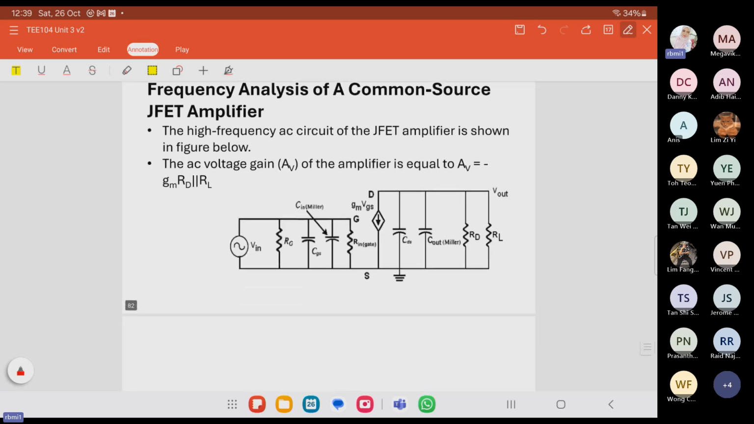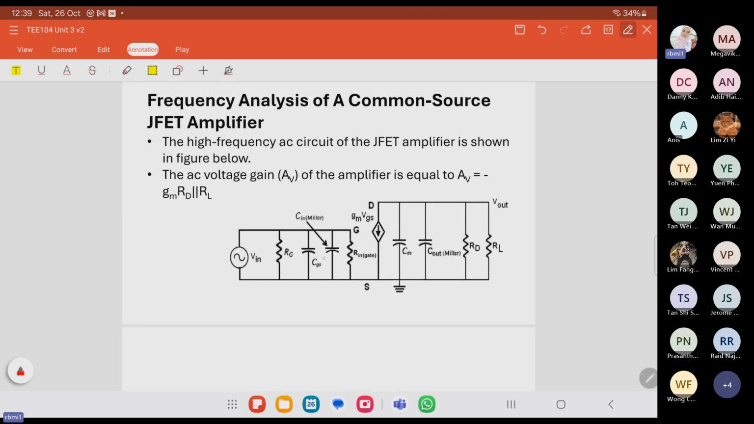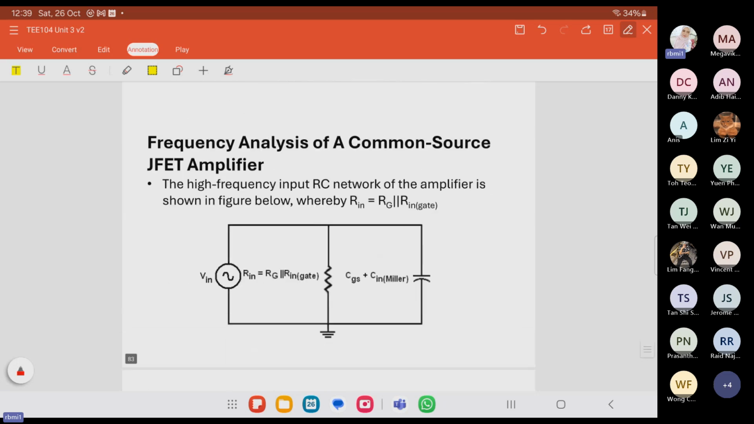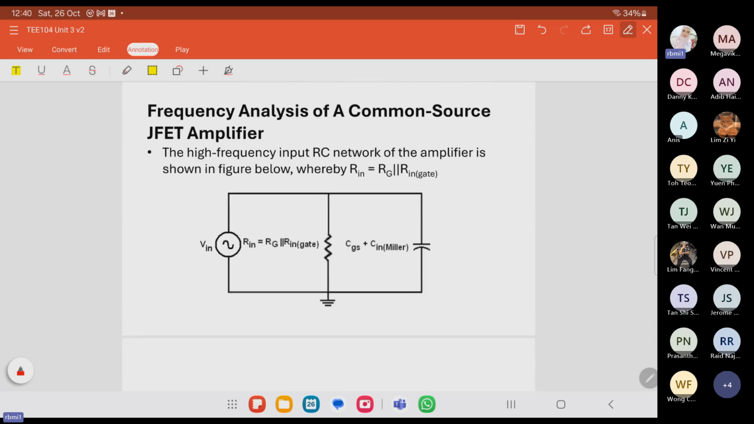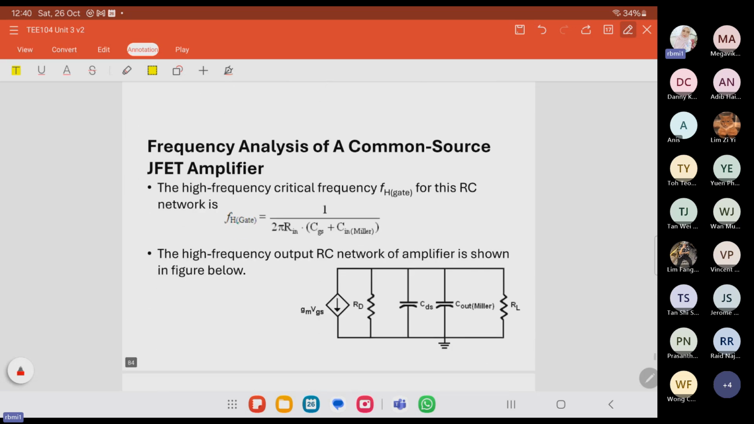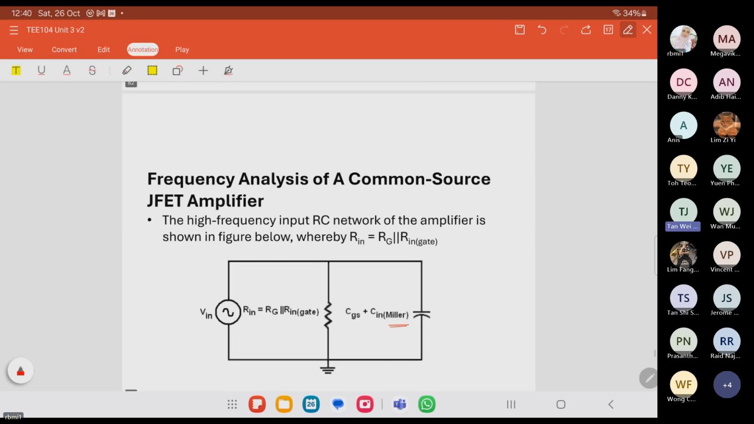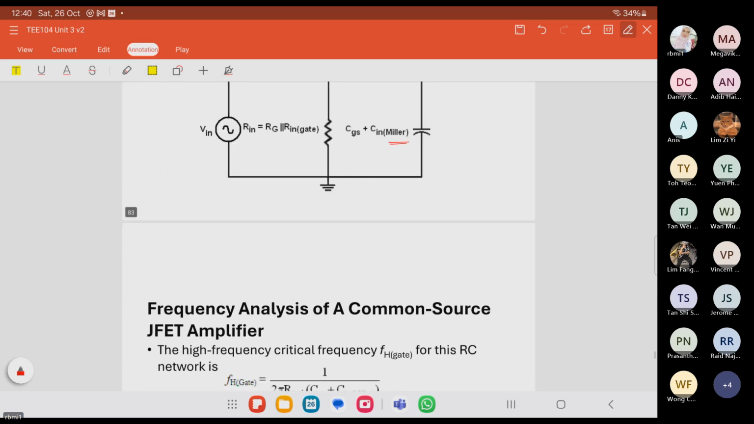Okay, and this is the high frequency response of the JFET with C in Miller and C out Miller. When we apply Miller's theorem to the amplifier circuit, we obtain the C in Miller and the C out Miller. This is the equivalent circuit with the C in Miller. Next, we have the one with C out. This is at the output with the C out Miller, for high frequency at the output. And this is the high frequency for the input.